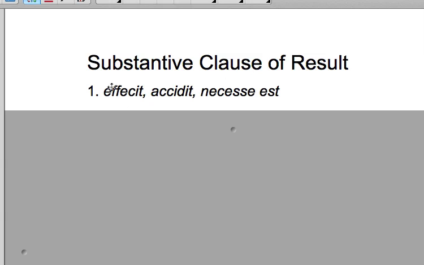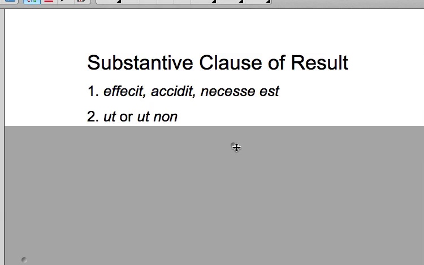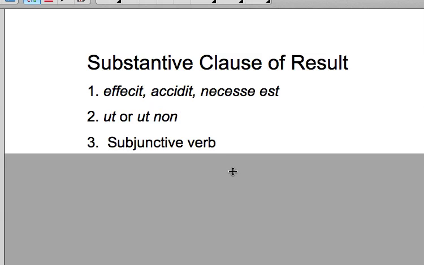What do I mean by that? You can say something like, he brought it about that there was a test the next day. It happens that it is raining outside. It is necessary that we sleep at night. So those are all clauses of result. These will have an ut or an ut non. Okay, so they're going to have one of these verbs, an ut or an ut non, and then, drum roll, that's right, a subjunctive verb. Okay, let's see one of these in action.